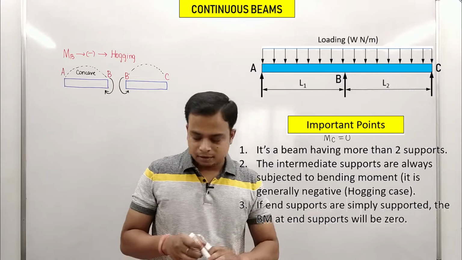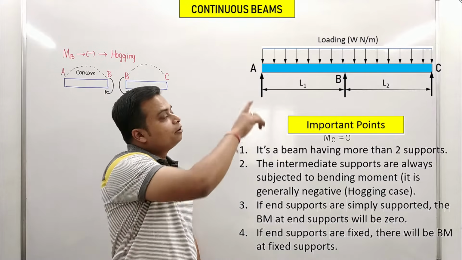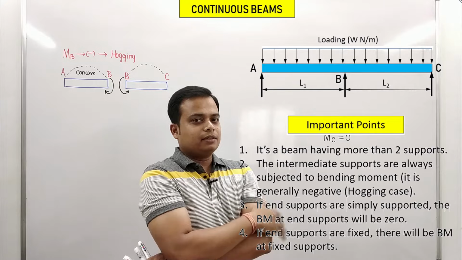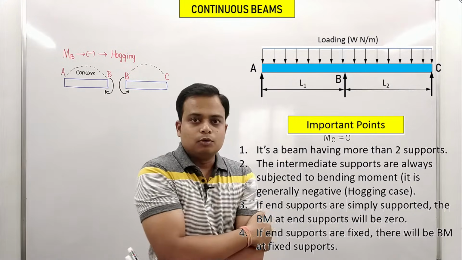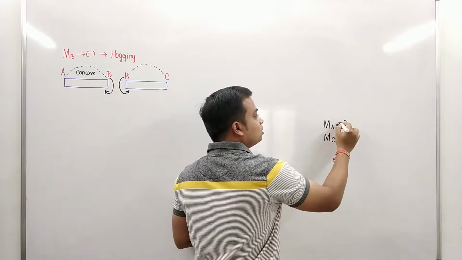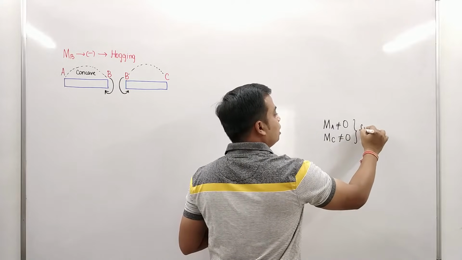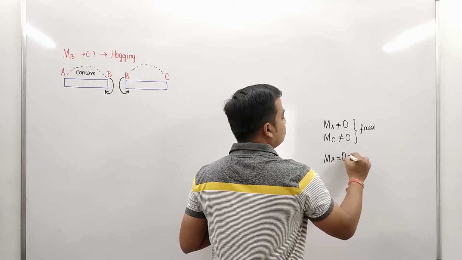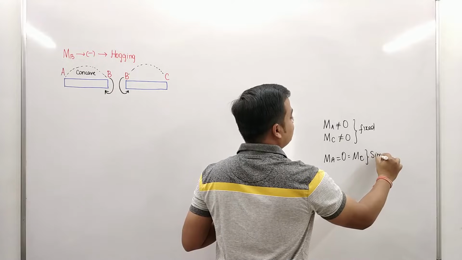Okay. Point number 4. So you can clearly see end A and end C. What are they? They are simply supported, isn't it? So you remove the simple support, you have a fixed support over there, then in that case bending moment is not going to be equal to 0. So always remember, bending moment will not be 0 if the end points are fixed, whereas the bending moments are going to be 0 when the end points are simply supported.